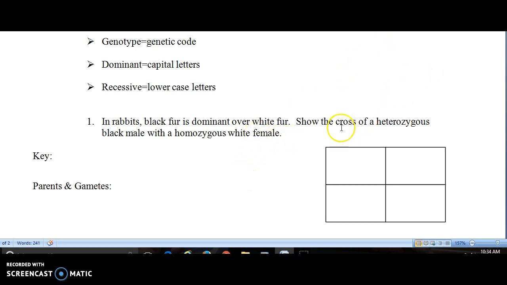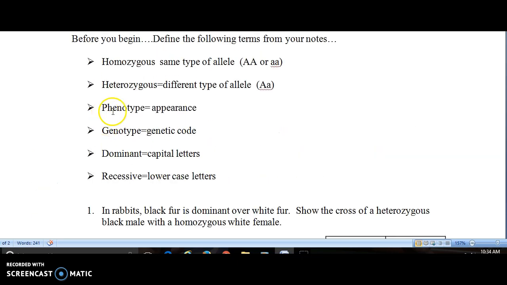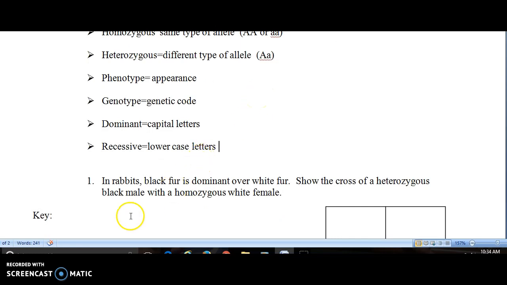So let's start with the first parent. It says heterozygous black male. So heterozygous from above means different types of alleles. So your code is going to be like this: capital letter, lowercase letter. Now usually in genetics we use the letter that goes with the dominant trait. The dominant trait is black, so we're going to say that our first parent is capital B, lowercase b. It's heterozygous, and that's the code that we would get for the male.